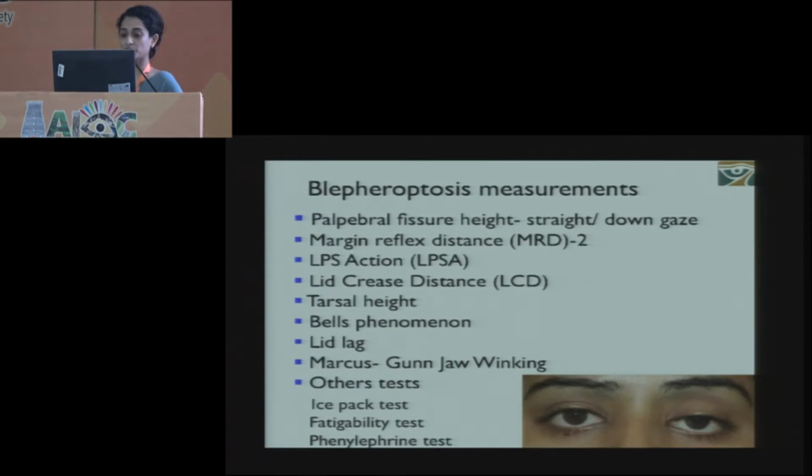Now ptosis measurement. I'm sure the majority of you are exam-going PGs. So this is the list of things that we want to look for. I tell all my residents, I make them write 1, 2, 3, 4, 5, 6, 7, 8, 9, 10. Palpebral fissure height, you want to measure it straight. So how do you measure the palpebral fissure height? I'm asking only you guys. Let me turn this side now. How do you measure the palpebral fissure height?